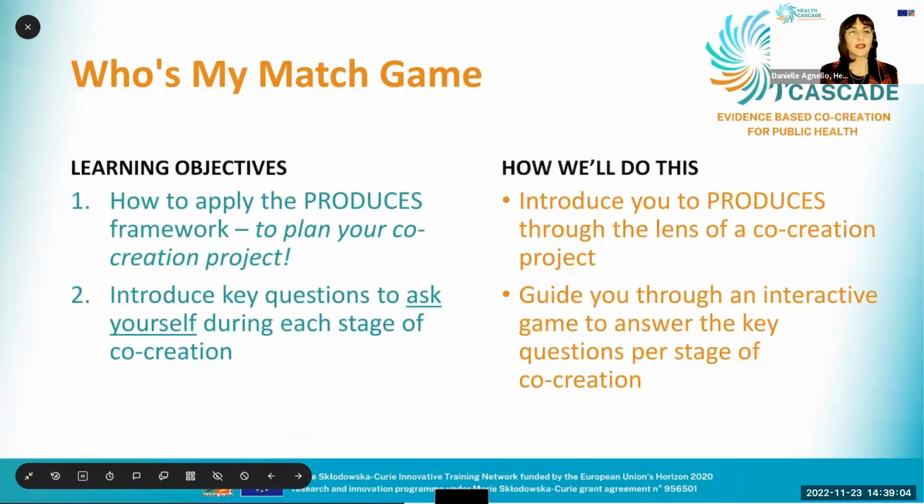Thank you. So the purpose of our game, we have two different learning objectives. We want to teach you how to apply this PRODUCES framework in terms of planning your co-creation project. We also want to introduce you to some key questions that we suggest you ask yourself while you're going through the different stages of co-creation.